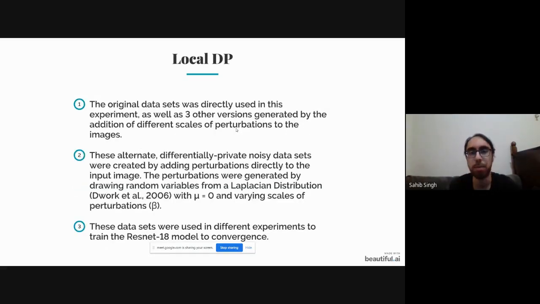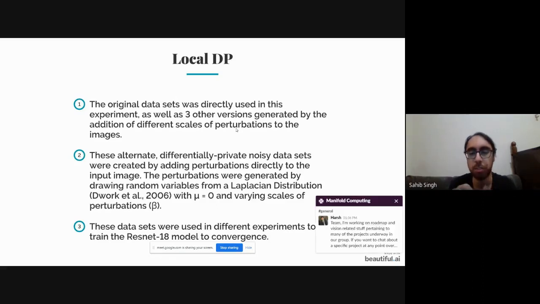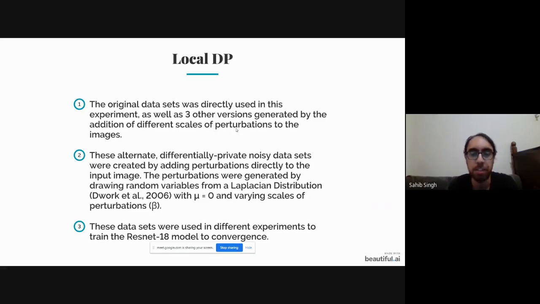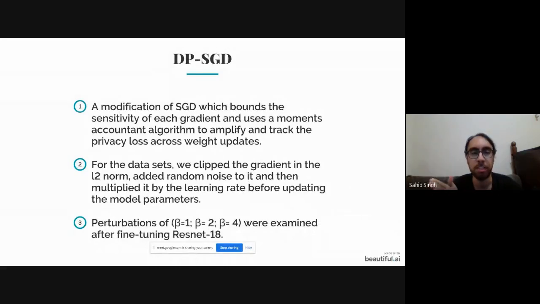We started with the local DP approach. So we had an original data set, like these two original data sets mentioned earlier, and we created 3 more versions of each of these data sets by adding perturbation directly to them. So now these alternate differentially private data sets were created. We had 8 data sets in total, 4 for each of those data sets I mentioned earlier. We ensured that we were generating them through a Laplacian distribution with mean zero and various levels of perturbation. For beta, we took values 1, 2, and 4. And then we fine tuned them on a ResNet model. So that was the first approach.